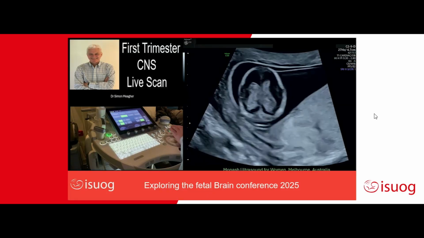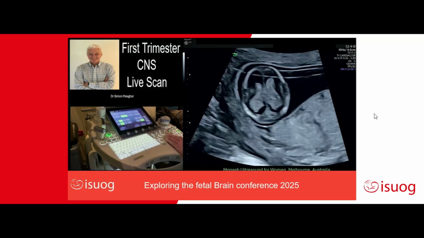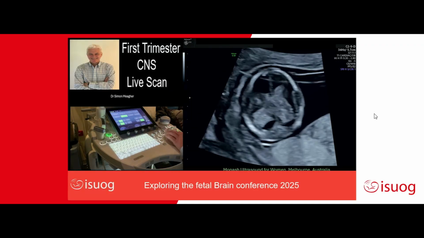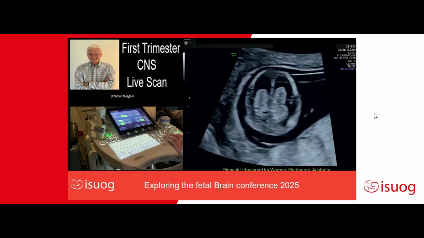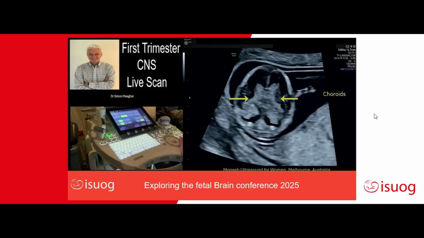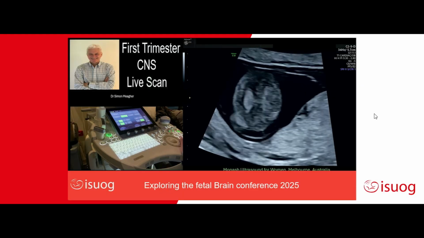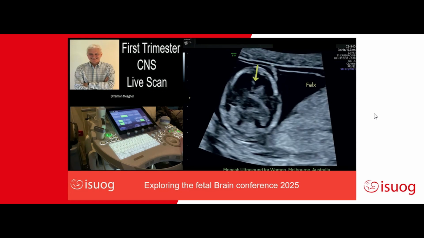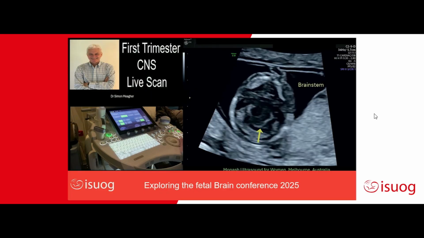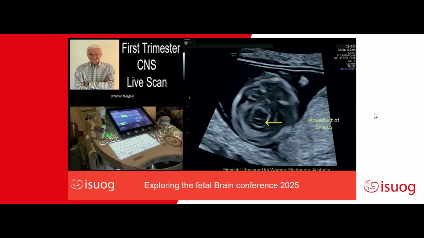Then once I've done that, I've taken my measurements. See the baby's rocking, rotating now. I can then magnify the image. I then come across the calvarium, which is ossified. I look at the choroids, which are very seldom perfectly symmetrical. They're also quite irregular in the first trimester. I can see the midline falx. I then come down to the brain stem, and it's getting reverberation in terms of trying to see the aqueduct, which is just here, and the cisterna magna.